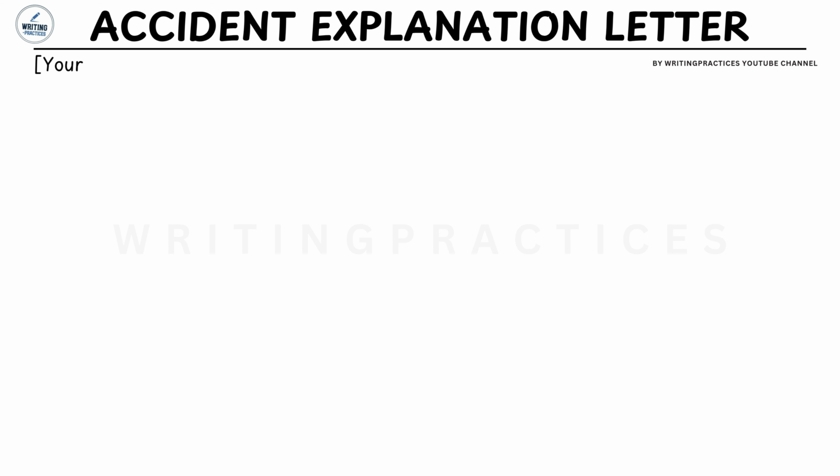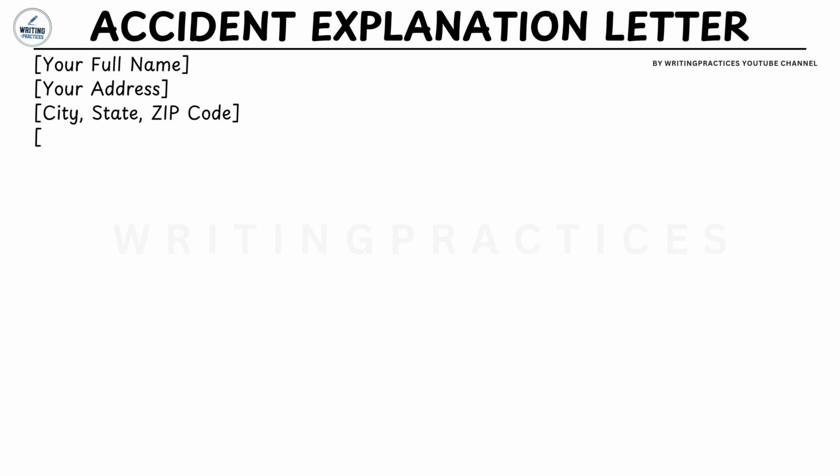Many people make the mistake of writing emotional statements, assigning blame without evidence, or leaving out important facts such as the timeline, location, actions taken afterward, and contributing circumstances. A clear explanation helps decision-makers understand the incident and evaluate the situation based on accurate information. So here is how to write it.